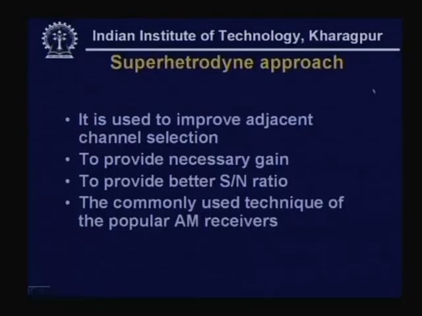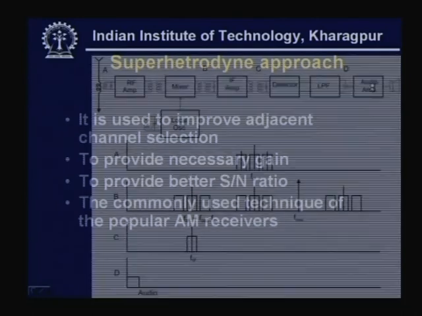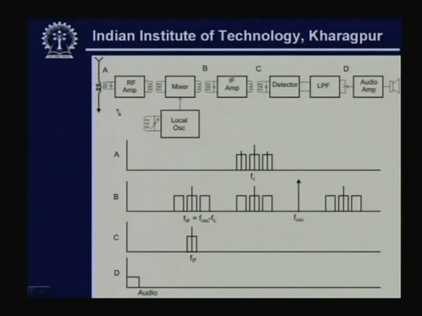So, this super heterodyne approach provides us a number of benefits. First of all, it is used to improve adjacent channel selection. It provides necessary gain, because as you can see, amplification is done at different stages. Here it can be microvolt, then it is millivolt here. Before the detection, it can be of the order of volt. So, from microvolt to volt, a gain of about 1000 is performed as it goes from RF to audio.